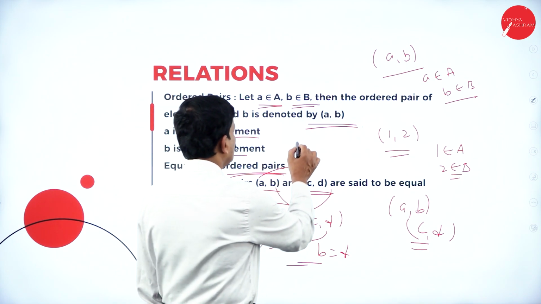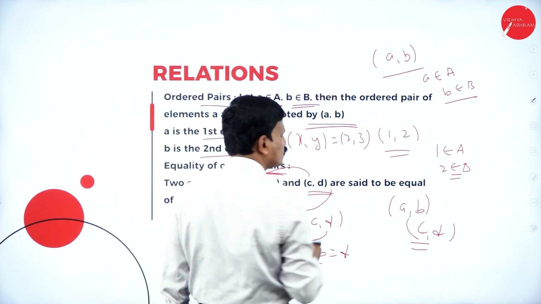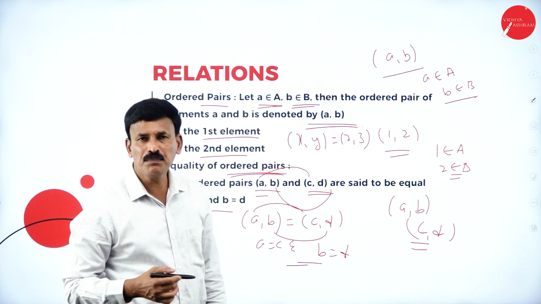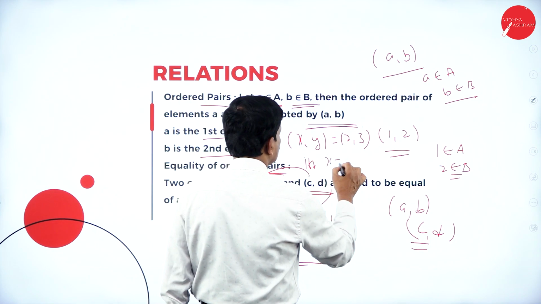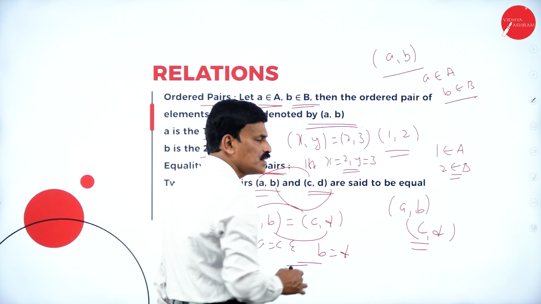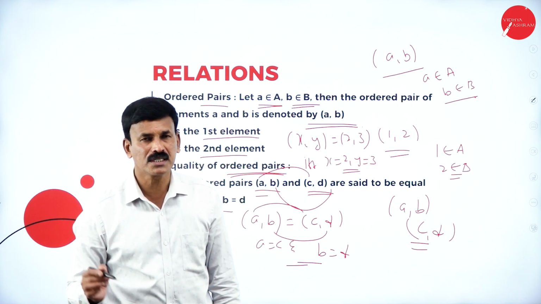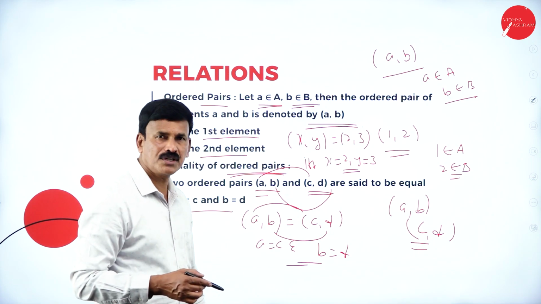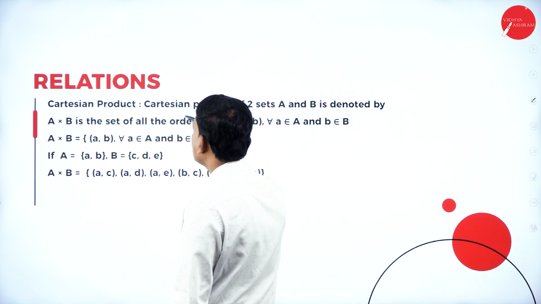Suppose, for example, (x, y) is equal to (2, 3). These two ordered pairs are equal if and only if x is equal to 2 and y is equal to 3. If x is equal to 2 and y is equal to 3, then these two ordered pairs are said to be equal, right? Now that is regarding an ordered pair. Now by knowing ordered pairs, let us learn about relations.